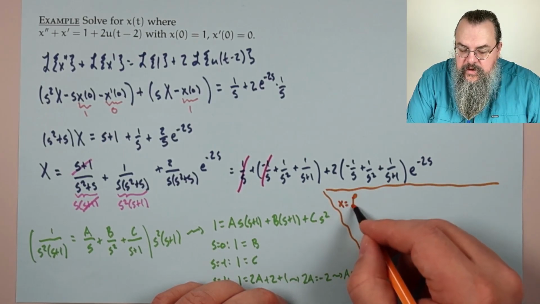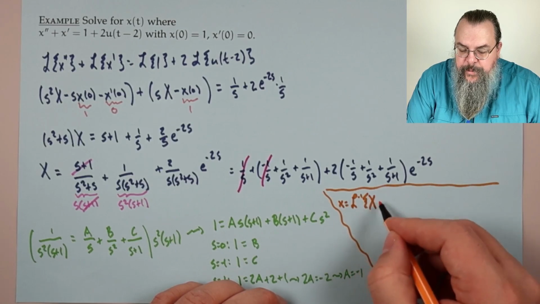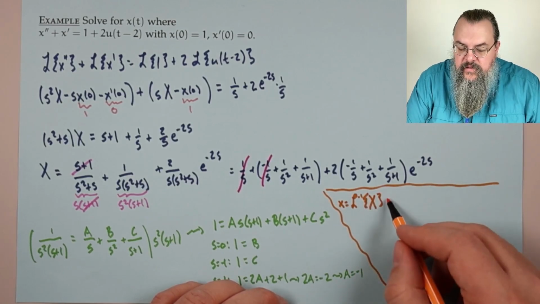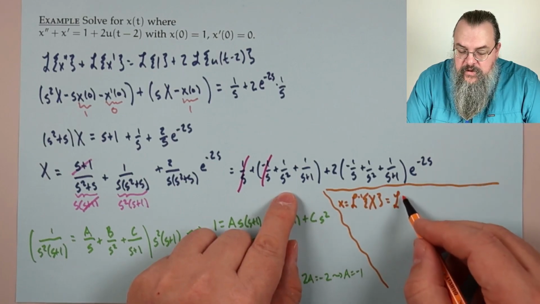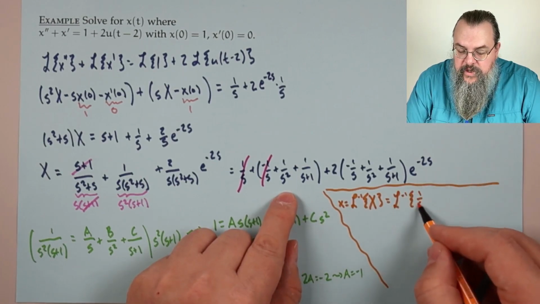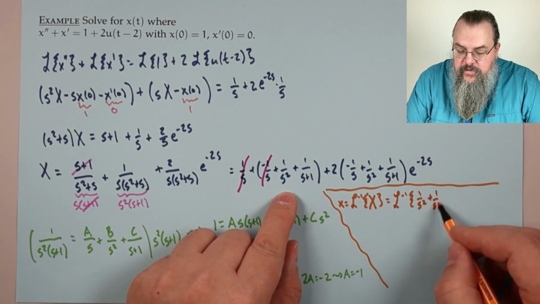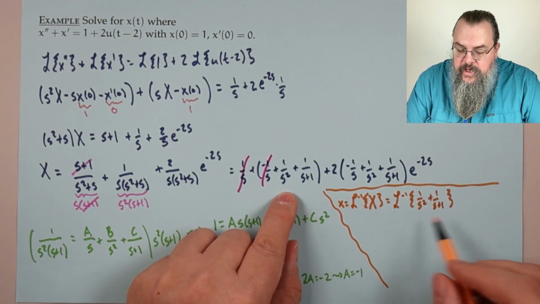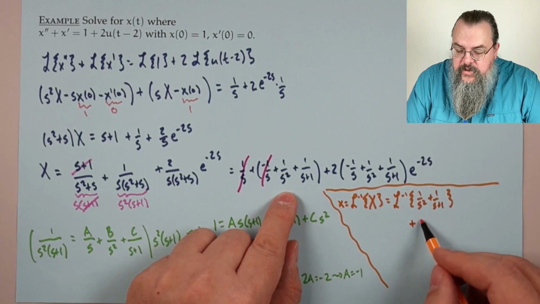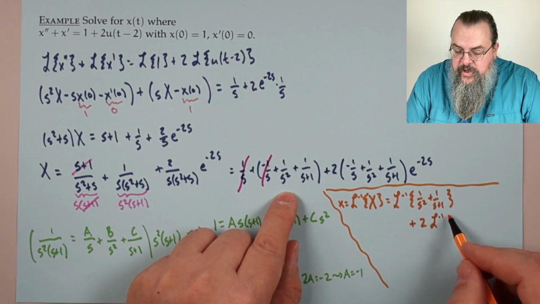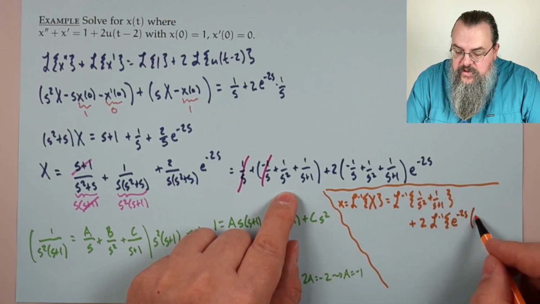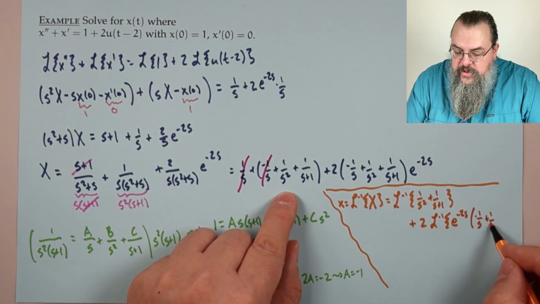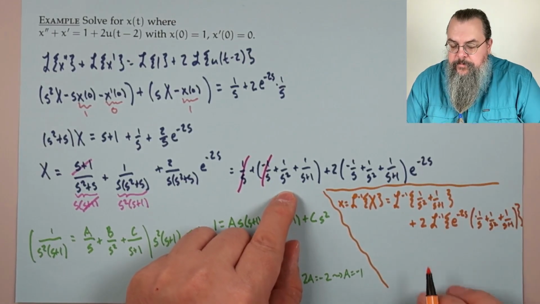Little x, inverse Laplace of capital X is, well, we're going to do the inverse Laplace of 1 over s squared plus 1 over s plus 1. And we'll do that. And then we're going to add 2 inverse Laplace. And I'm going to put the e to the minus 2s at the start just to help us remind ourselves what's going on. All right.